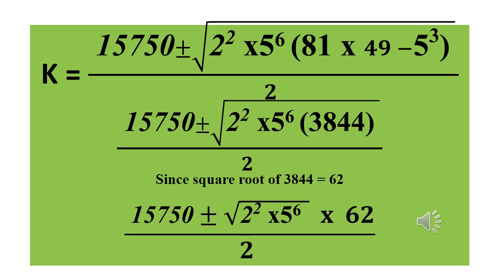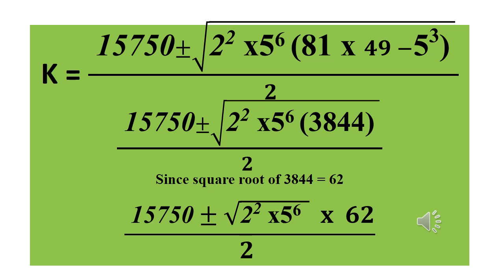So we now have k equals 15,750 plus or minus square root of 2 squared times 5 raised to the power 6, open bracket, 81 times 49 minus 5 raised to the power 3, close bracket, all over 2. That is 2 times 1 is 2. So if we simplify further, we have k equals 15,750 plus or minus square root of 2 squared times 5 raised to the power 6, 81 times 49 minus 5 raised to the power 3 will give us 3,844, that's into brackets, then all over 2.